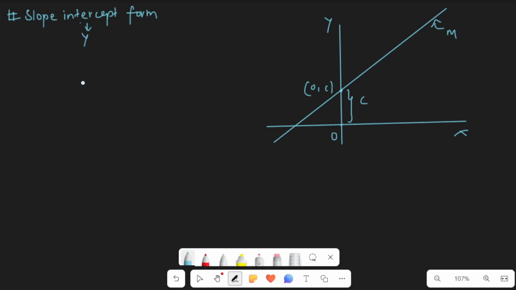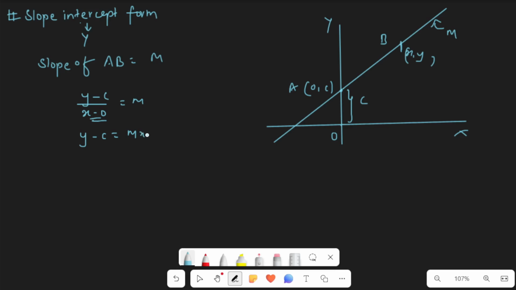Now, we'll apply the similar rule for a line, that is, the slope is fixed. Now we consider any arbitrary point. Let's call it A and let's call this B. Slope of AB is nothing but m, because we know the value of the slope. Now, the slope of AB is given by subtracting y parts and subtracting x parts. So it will be equal to y minus c over x. So this is equal to y equals mx plus c.